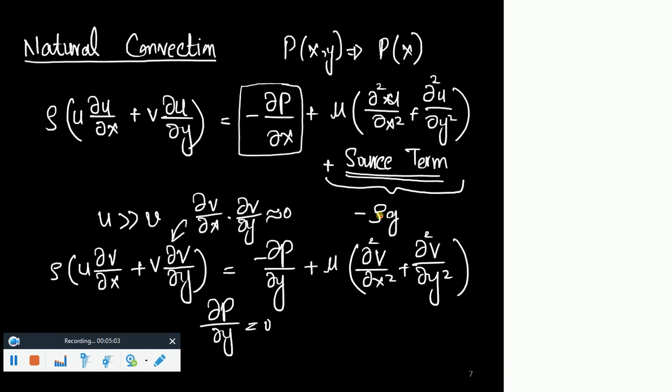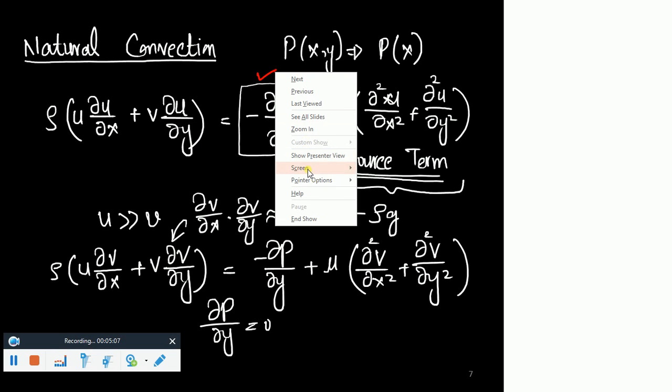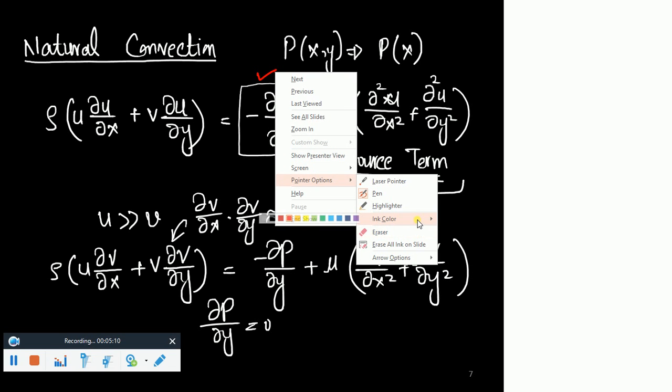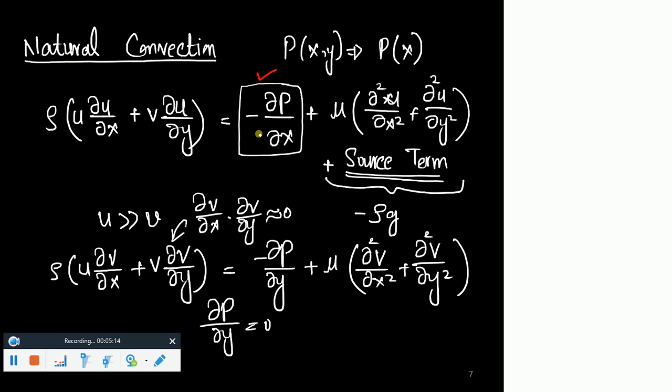Now how can we represent this thing? This is the question. This partial P by partial X, how can we represent this thing, partial P by partial X? Now see, if I just look at the outside fluid, the fluid which is outside the boundary layer, so I am just talking about the fluid outside the boundary layer.